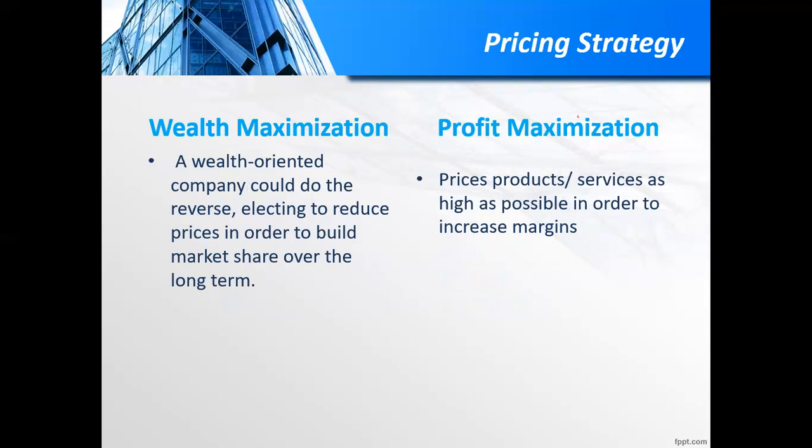Thirdly, pricing strategy. Because the objective of profit maximization is to increase profitability, it should offer services at a high price point. Wealth maximization does not. It could do the reverse. It can lower prices, because its objective is to build up market share, which is more for the long term. Okay, so that's one difference.